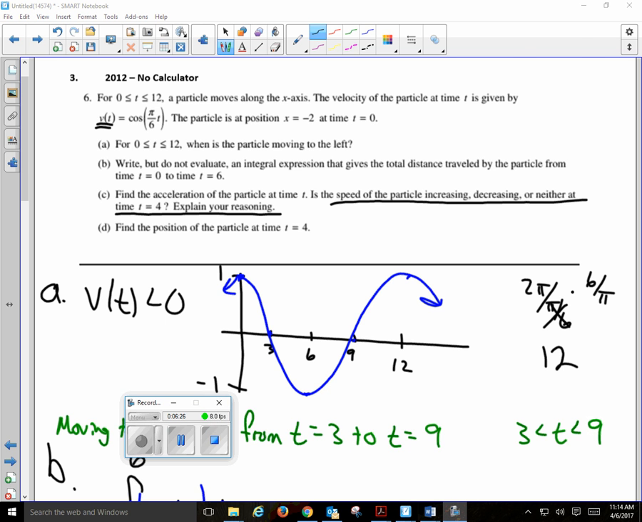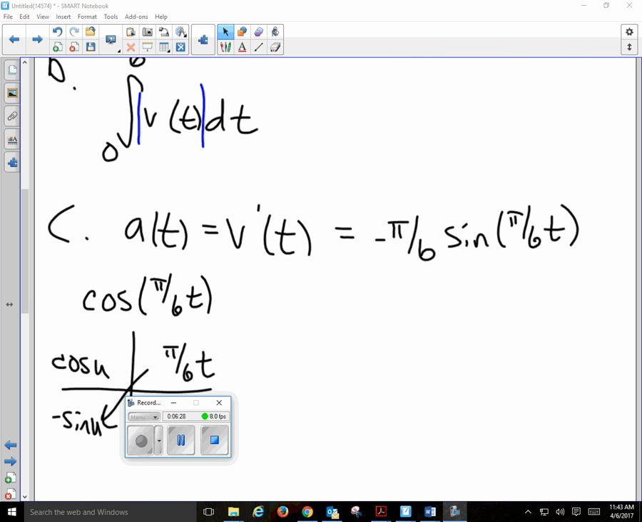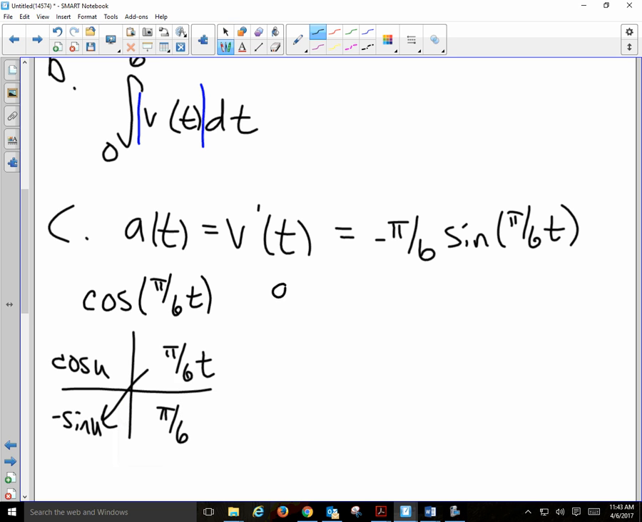And for that point, I will pause the video to do this demonstration. In order to determine if we're speeding up or slowing down, we have to check acceleration at time 4 and velocity at time 4. Well, velocity at time 4 is going to be the cosine of pi over 6 times 4. What's 4 times pi over 6?